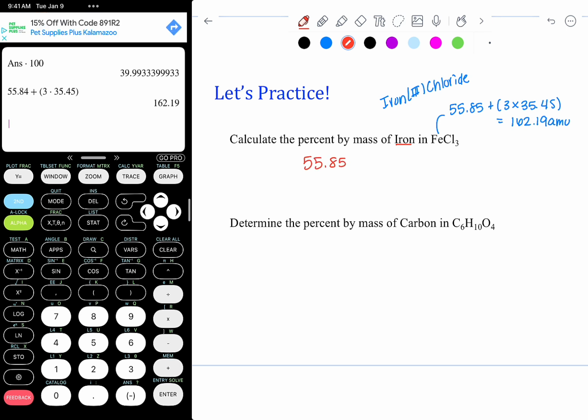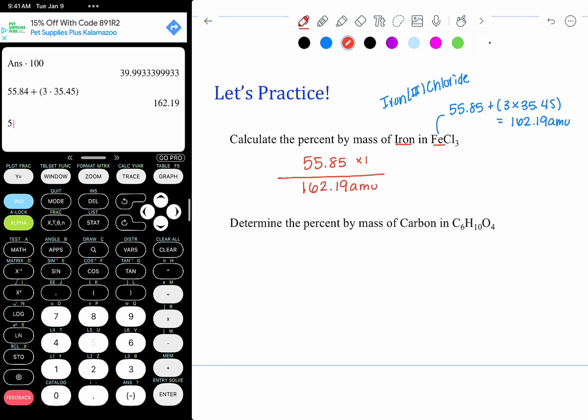55.85. There's only one of them in the compound. There's only one iron atom, so we don't need to multiply it by anything. You could technically multiply it by 1 if you wanted to. Okay, not going to change it. And we divide it by the total mass of the compound, 162.19 AMUs.